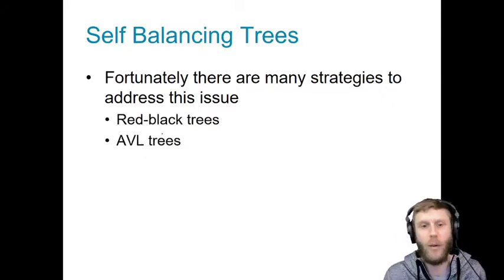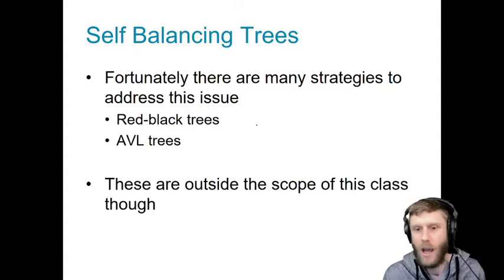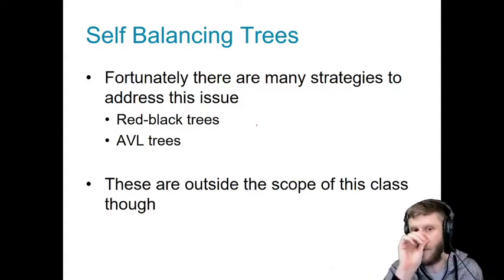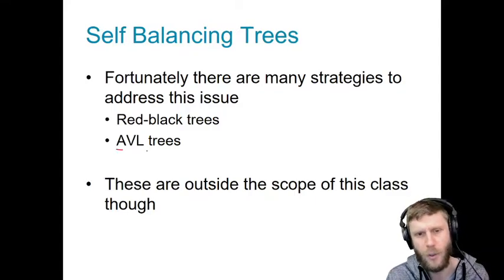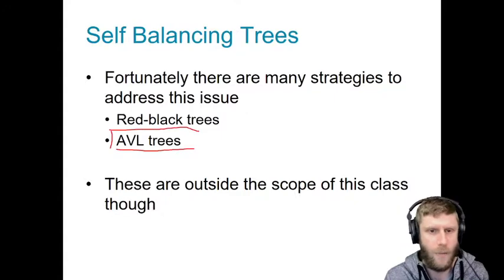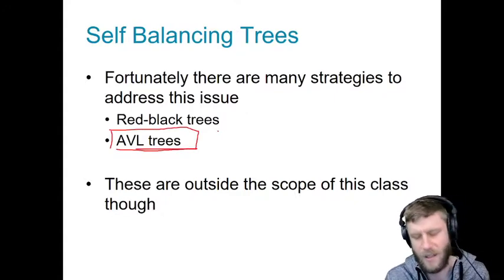Now, there are some really cool strategies that will automatically address this issue. There are things called red-black trees and AVL trees. These are well outside the scope of this class. This is stuff you're going to learn about next year. And you might actually only learn about one of these two, probably AVL, but maybe I have it backwards. I am partial to AVL myself because I think they make more sense.